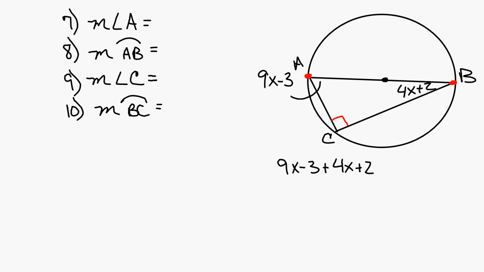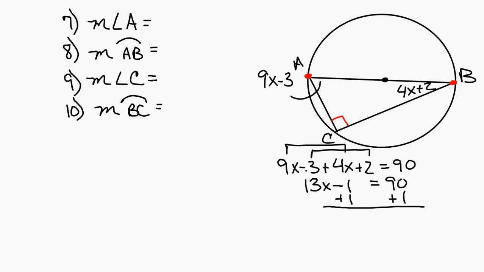So you combine your x's. A 9x and a 4x is a 13x. You combine your whole numbers. Negative 3 plus 2 is negative 1, and that equals 90. So you can add 1 to each side. 13x equals 91, and you can divide by 13. So your x is equal to 7. There's your first step.